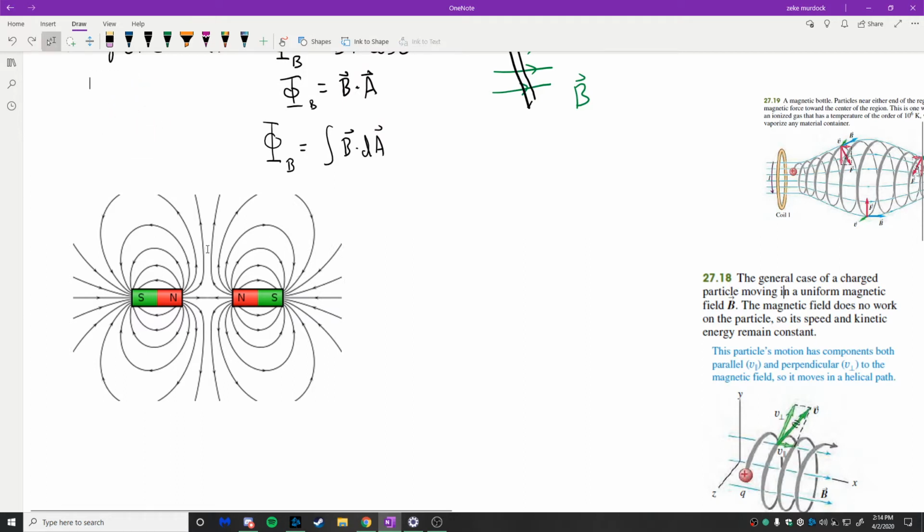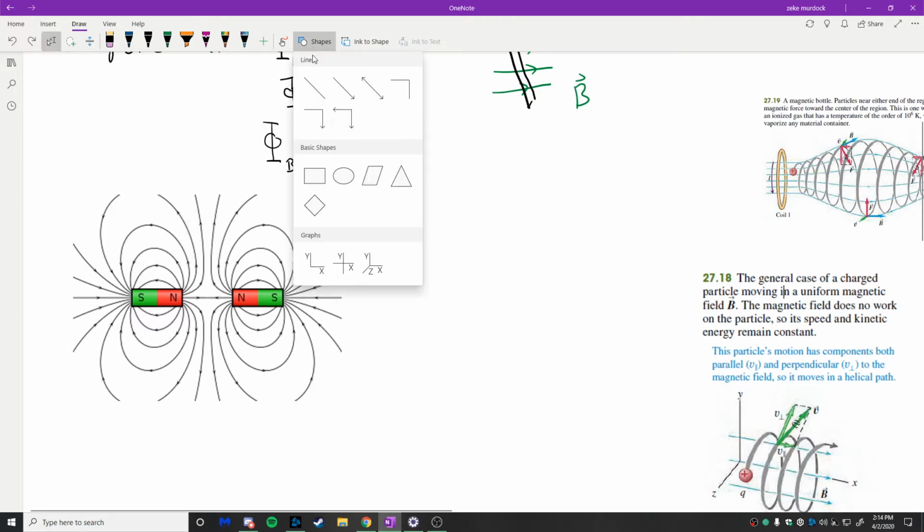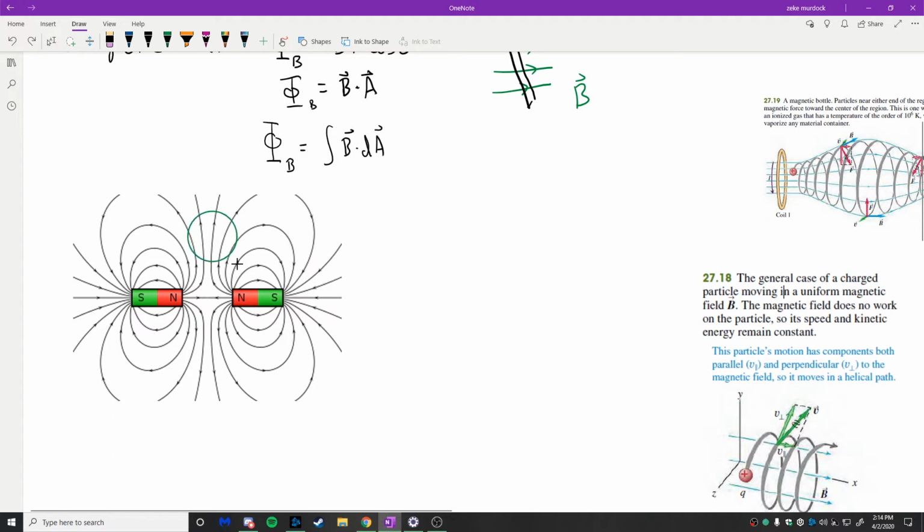Okay. So suppose that I take a little circle here like that. And I ask the question, in terms of that little circle right there, let's suppose that that circle is actually a sphere. What if I ask the question, what is the flux through the sphere? Does that question make sense to you guys?